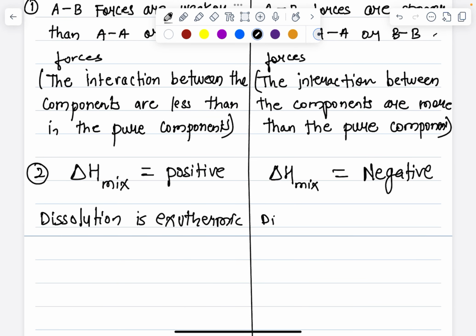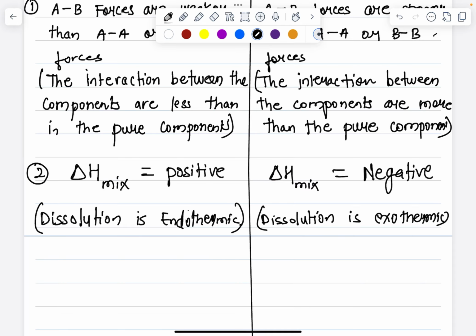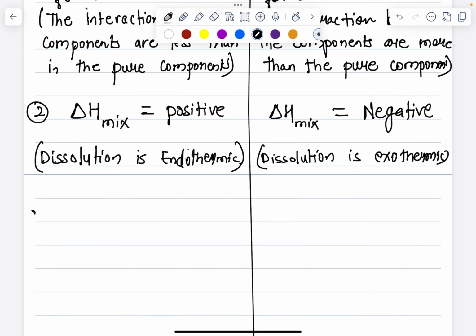And or what we can write is dissolution... sorry, I made a mistake over here. This is endothermic. Positive means endothermic, no, sorry. And this is exothermic. Okay, then the change in the volume of the mixing, this is also positive. So delta V of the mixture is positive. Okay, and delta V of the mixture is negative.